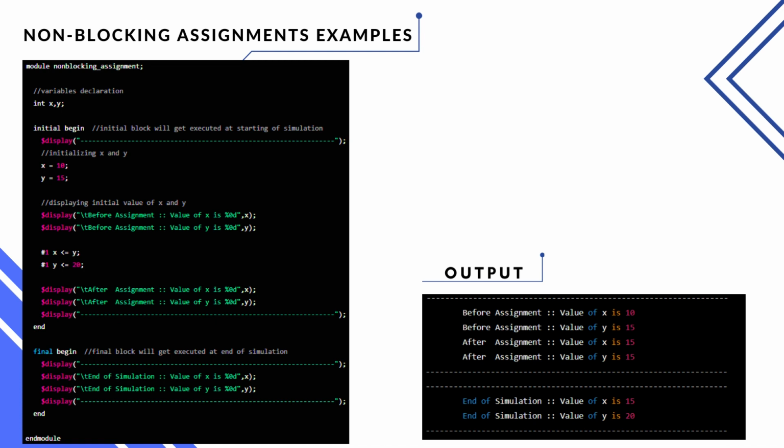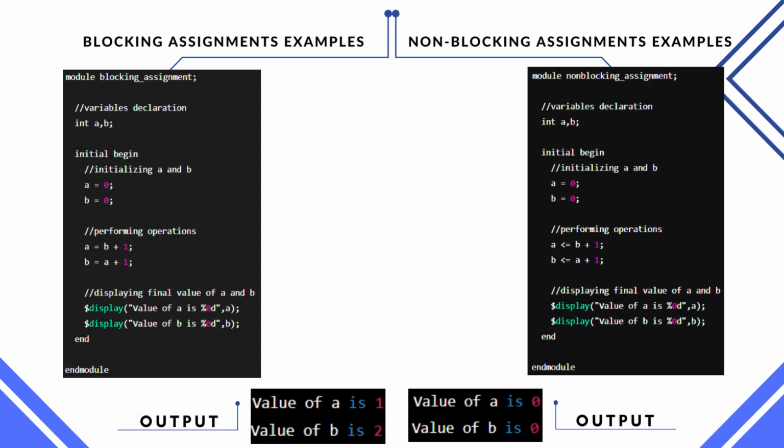So, we can see that non-blocking assignments allow multiple assignments to happen concurrently and independently of each other. This is because non-blocking assignments are evaluated at the end of a time step after all other statements in the procedural block have been evaluated. Now, we will see the difference between blocking and non-blocking assignments. In SystemVerilog, a blocking assignment is executed immediately, and the next statement will not execute until the current statement is completed.